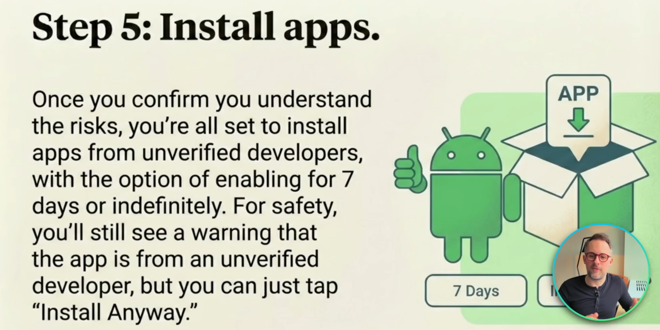So yeah, step 5 is go ahead and install your app. Once again, this will enable you to install any app. So you'll obviously be able to continue to install apps from the Play Store and other third-party stores. You'll be able to install apps from verified developers, but you'll also be able to install apps from unverified developers, assuming that you went through all these steps, including that 24-hour waiting period.